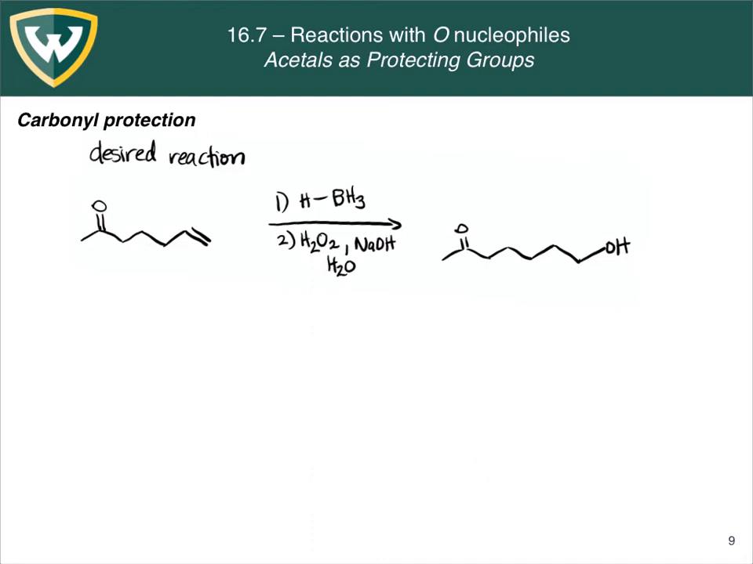So an exciting application of acetals is that they can be used as protecting groups, and acetals are used to protect both carbonyls and alcohols. So we'll show you these one at a time. Here we have a case where, let's say what we would like to do is a hydroboration of this olefin to form a primary alcohol here. Unfortunately, that desired reaction is not going to work.